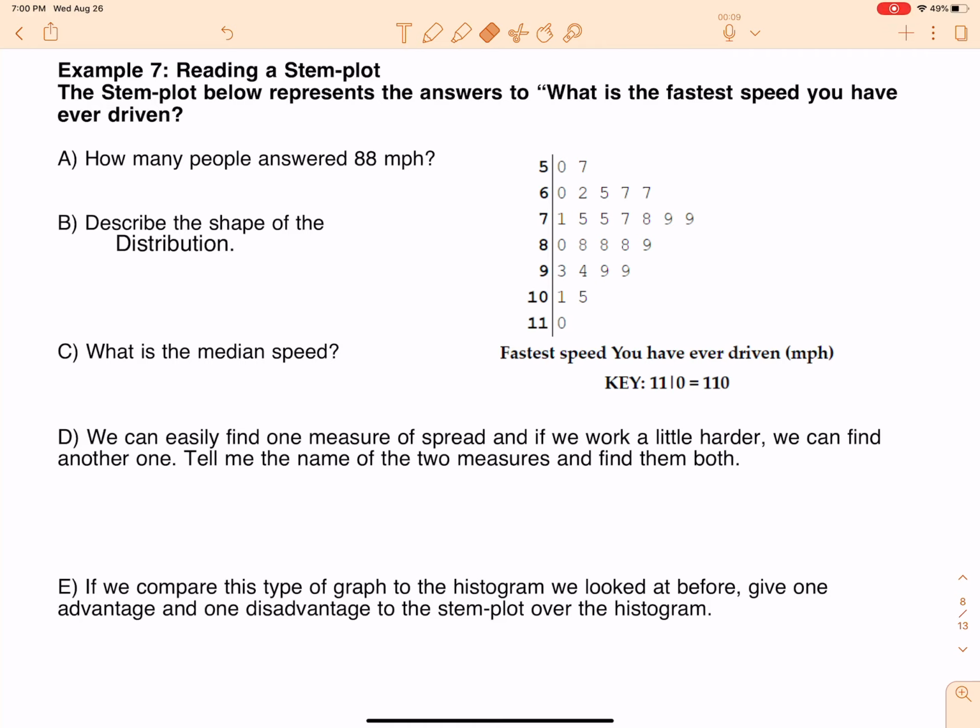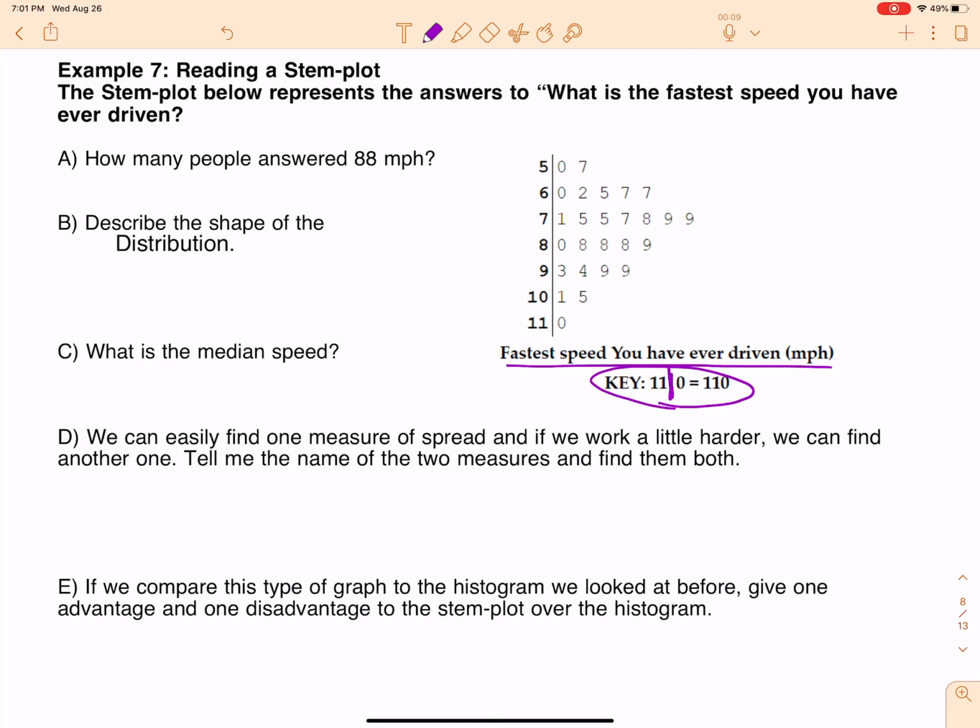So the first thing I want you to notice with your stem plot, just like every graph, you've got to have a title. And then right under that, a stem plot will always have a key. That explains to the reader how they're supposed to get numbers from it. Notice the key says 11, and then there's that line right there that represents this big line right here, and then a 0, and that means 110. So a stem plot is all based on place value.